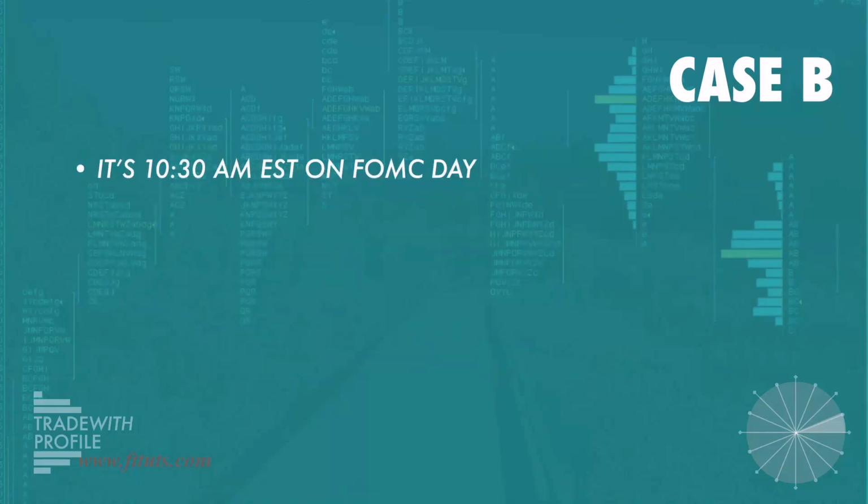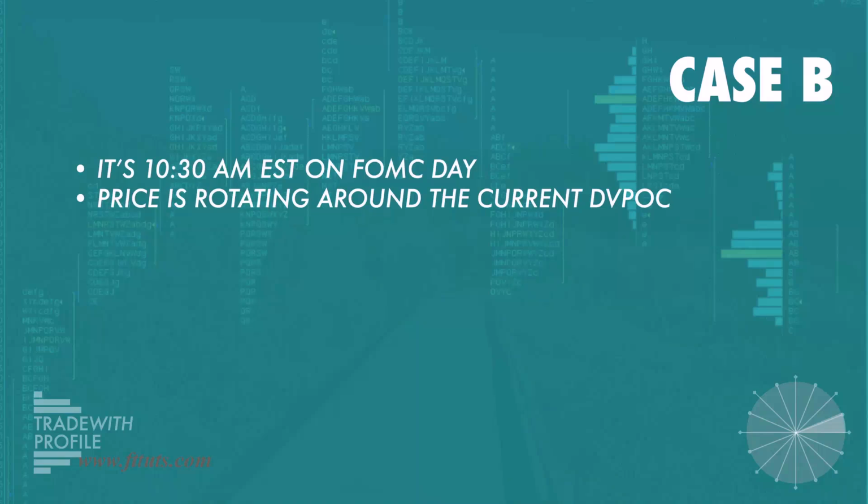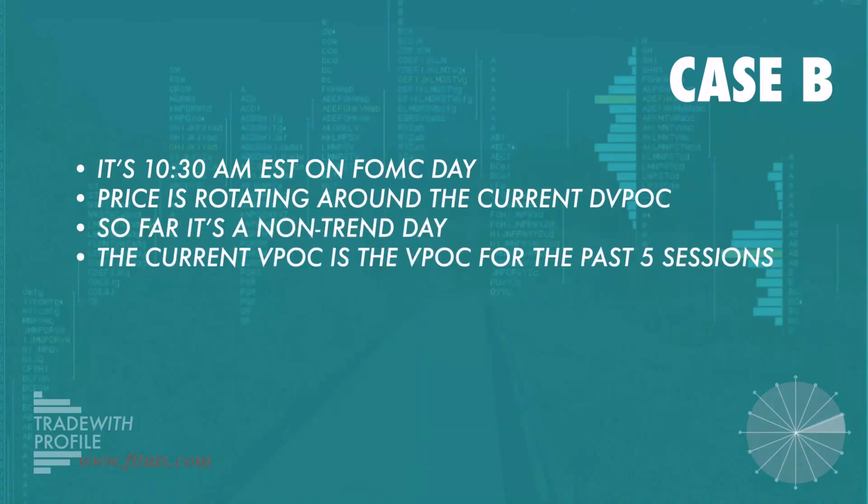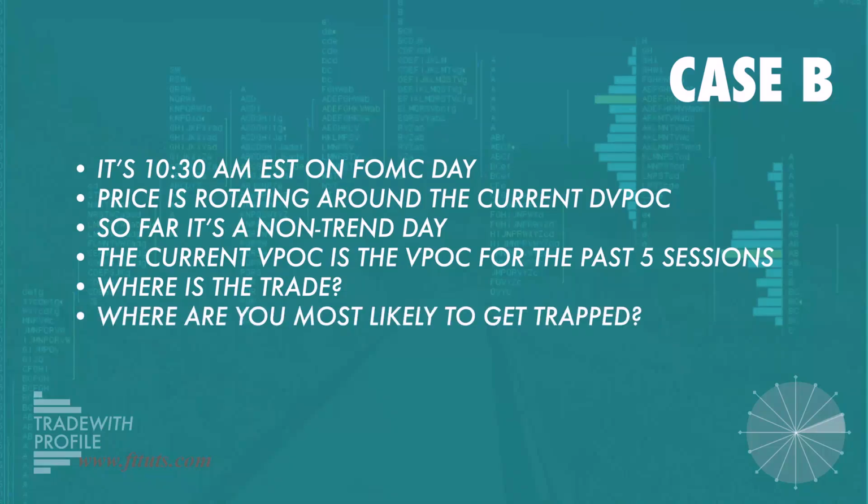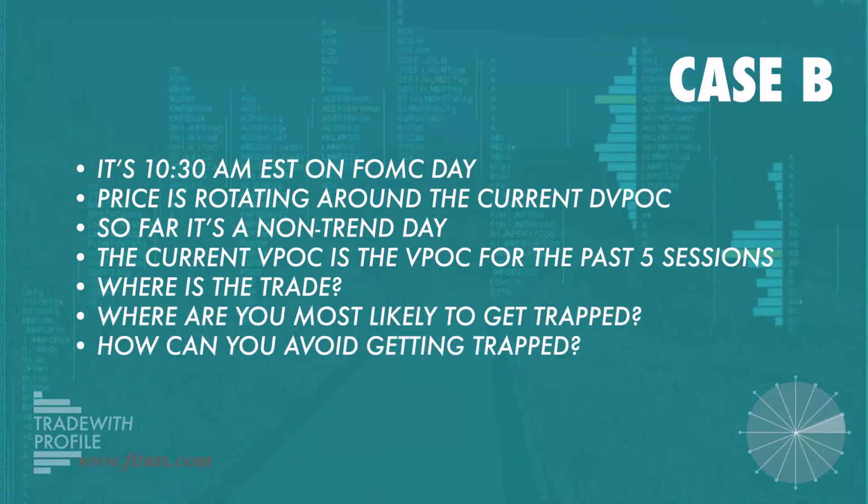This one, it's 10:30 a.m. on an FOMC day. Price is rotating around the current developing volume point of control. So far, it's a non-trend day. The current volume point of control is the volume point of control for the past 5 sessions. Where is the trade? Where are you most likely to get trapped? And how can you avoid getting trapped?